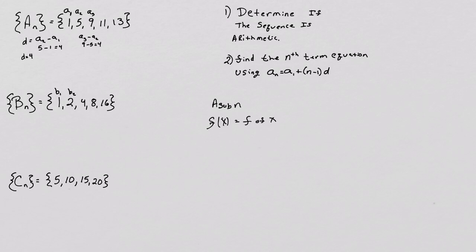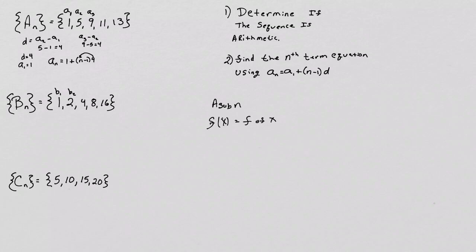So when we look at A sub n here, my first term, my A sub 1, is 1. So to do the equation is going to be A sub n equals 1 plus my n minus 1. I'm not going to change that. I'm going to leave it as n minus 1. And then I'll put my 4.